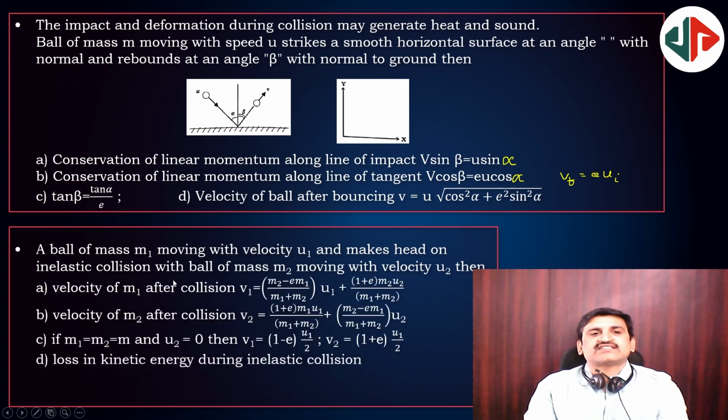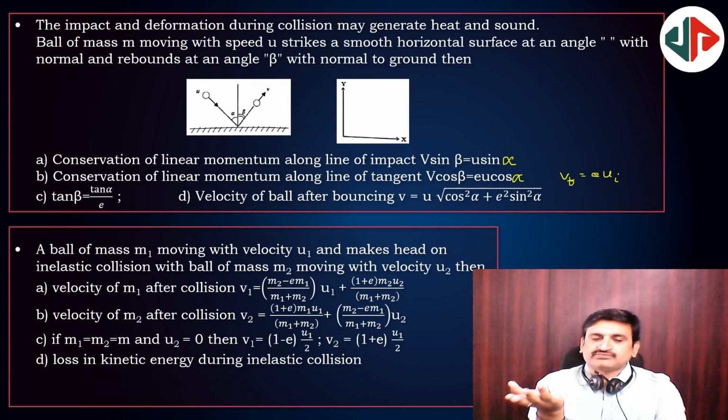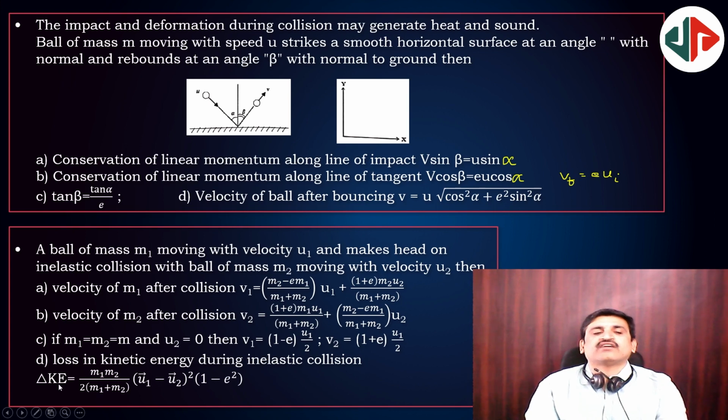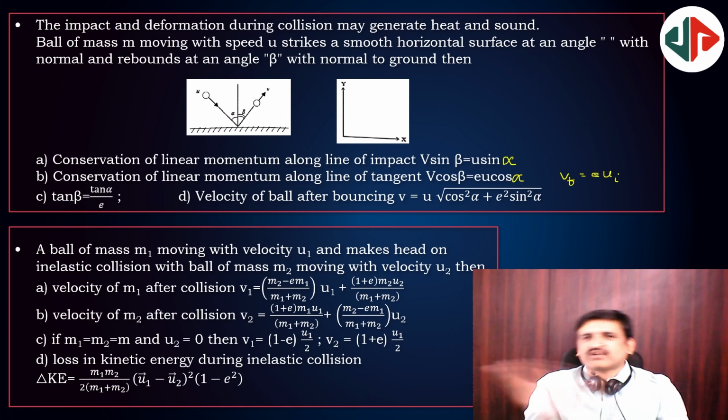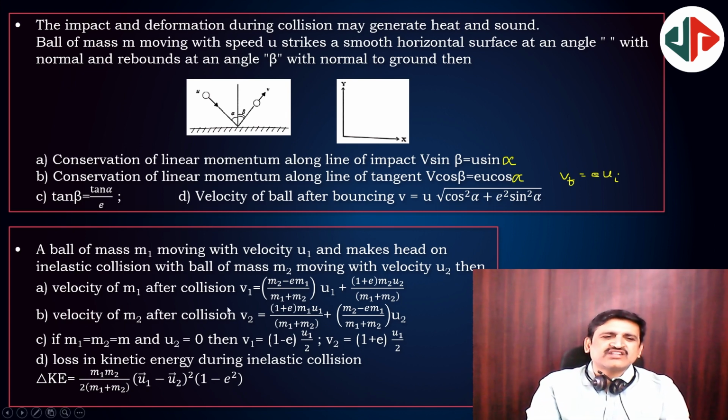Next, for semi-elastic collisions, the final velocity expression is v1 equals (m1 minus e m2)... as given: (m2 minus e m1) by (m1 plus m2) into u1, plus (1 plus e) into m2 u2 by (m1 plus m2). Similarly v2 also. Next, the loss of kinetic energy from the system: half into m1 m2 by (m1 plus m2), which is called the reduced mass, into (u1 minus u2) whole square into (1 minus e square). This is the loss of kinetic energy from the system. You take the initial kinetic energy, take the final kinetic energy, subtract, and you will get this expression. You can do the derivation at leisure.